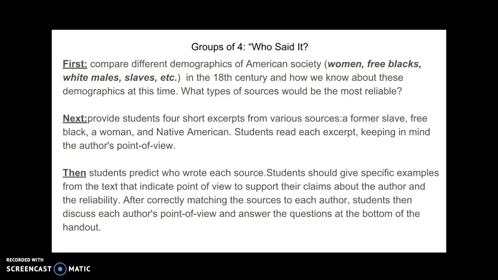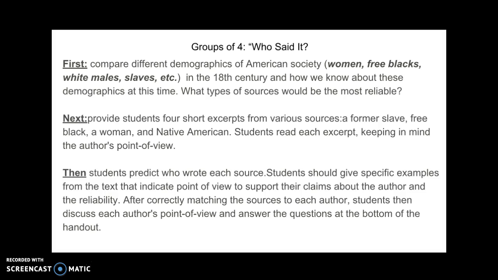First, you should compare different demographics of American society. These would be women, free blacks, white males, slaves, Native Americans, etc. of the 18th century, and discuss and write down what we know about these demographics at the time. You should also discuss what types of sources would be the most reliable to further our understanding of the lives they led and their perceptions of the phrase, "we the people."